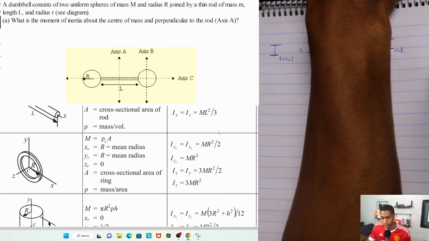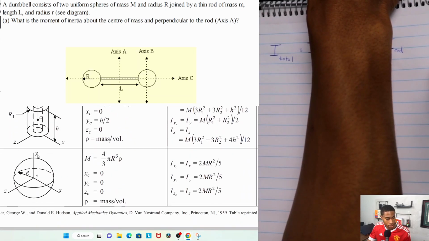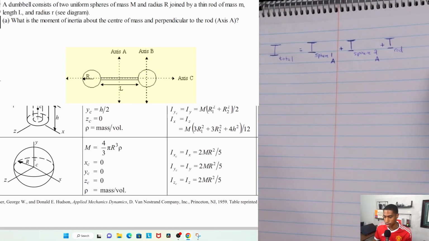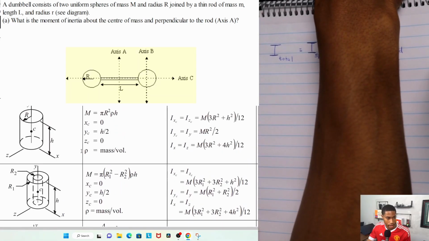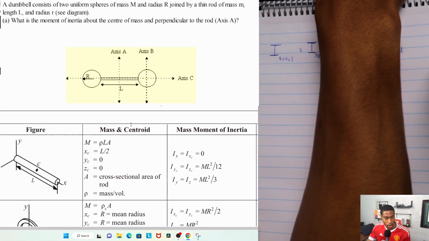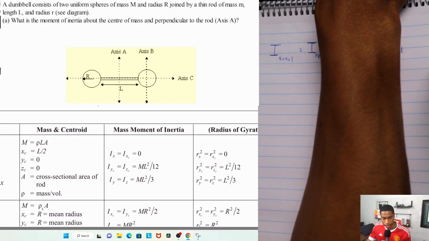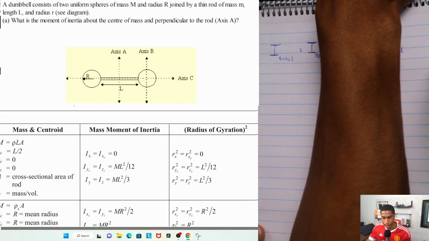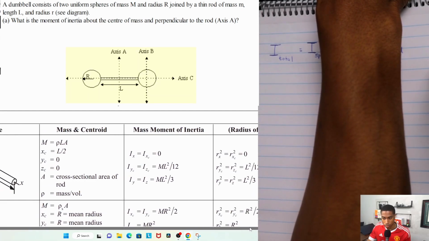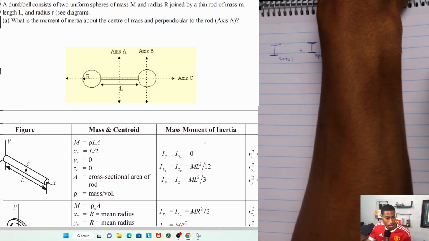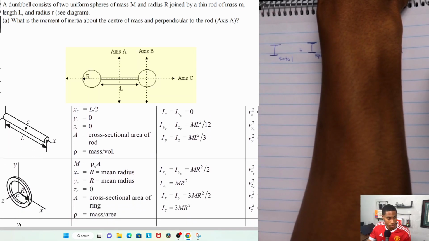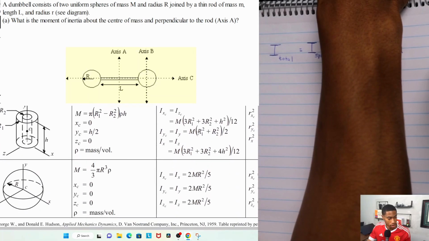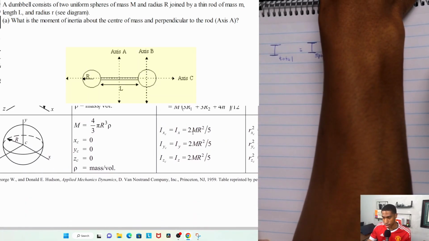And there's going to be a chart with different figures. You can see we have a rod, some hollow structures, some cylinders, and we have the sphere, right? In this case, we have a sphere that we need, and it's important that you know what these headers are. You've got your mass and centroid formulas, you've got the mass moment of inertia, and then you have even things like your radius of gyration, which we're not solving for, but it's important to note if they ask you that. Okay, and so we're going to be looking at the mass moment of inertia portion of the chart. All right, so we'll just start with our first object, which is our sphere.